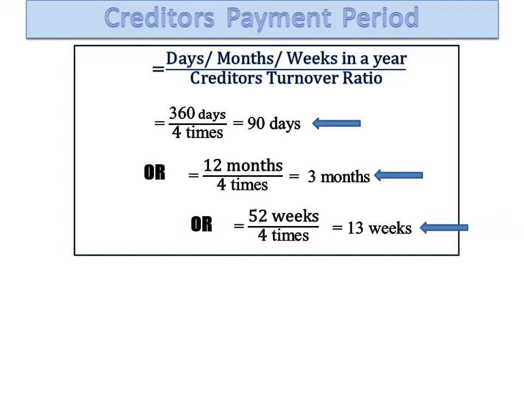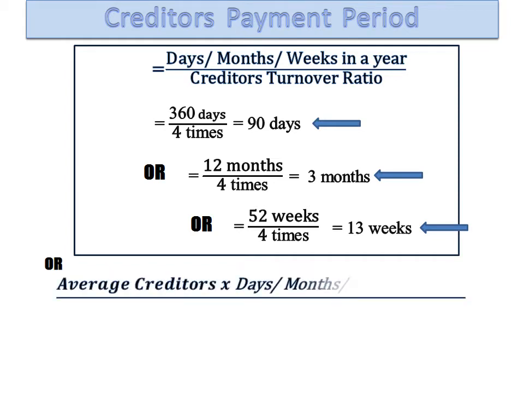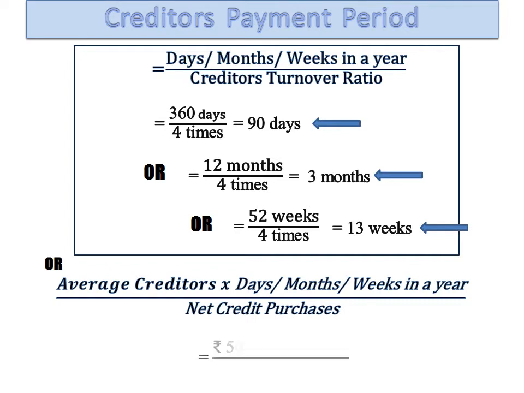We can also calculate payment period directly without knowing creditors turnover ratio by using this formula: average creditors into days or months or weeks in a year divided by net credit purchases. Let us see calculation in days. It is rupees 50,000 into 360 days divided by rupees 2 lakh. This comes to 90 days.